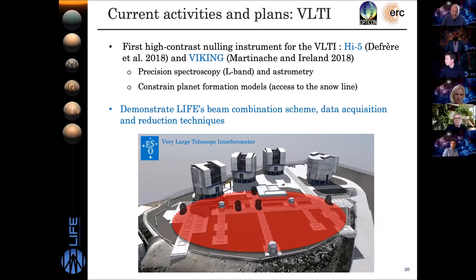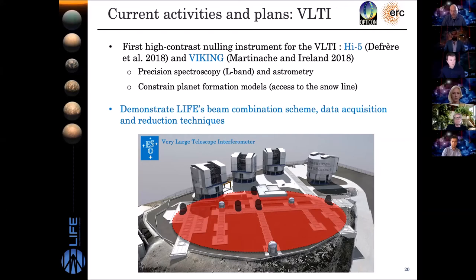Another new activity that we are starting in a few months: we will develop the first nulling instrument for the VLTI. The VLTI is the interferometric facility in Chile. We have two concepts, one called I5 and one called Viking. The goal is to build the first nulling instrument for the VLTI in order to do precision spectroscopy and astrometry at L-band, so 3.8 micron.